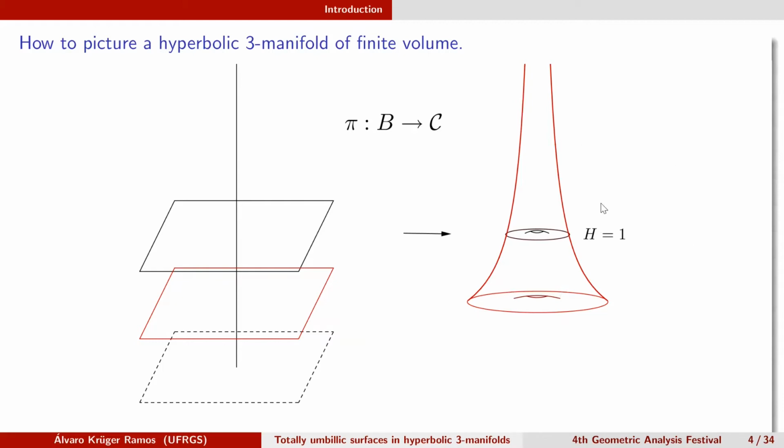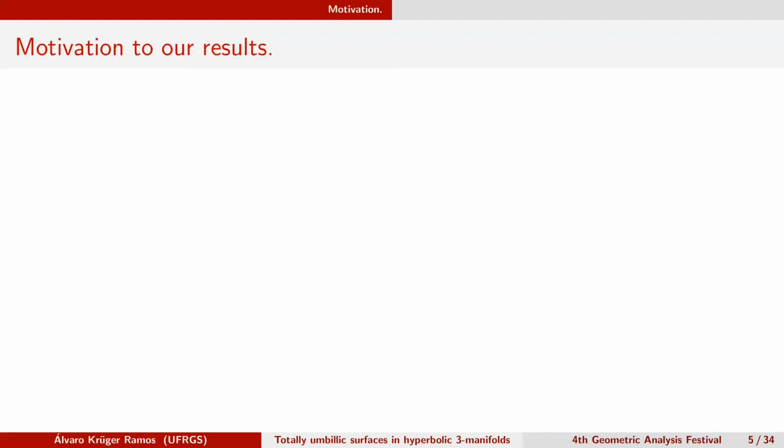So that's the picture of the ends of a hyperbolic tree manifold of finite volume, and what's left is just something hyperbolic with toroidal boundary and, well, compact. Okay, so now that we know the ambient space we are working with, let me show you some motivation for our results and the statements of our results.